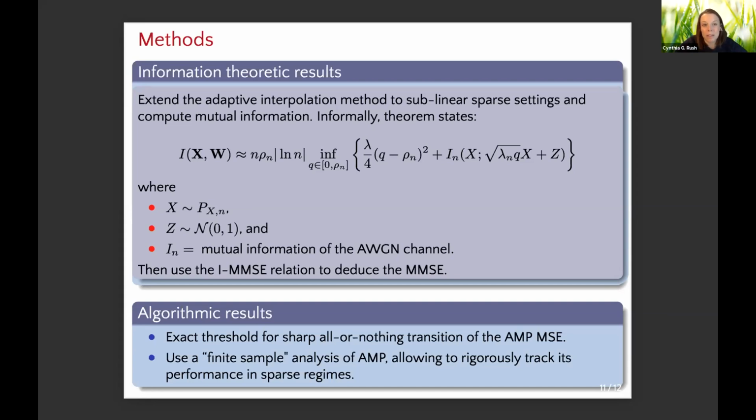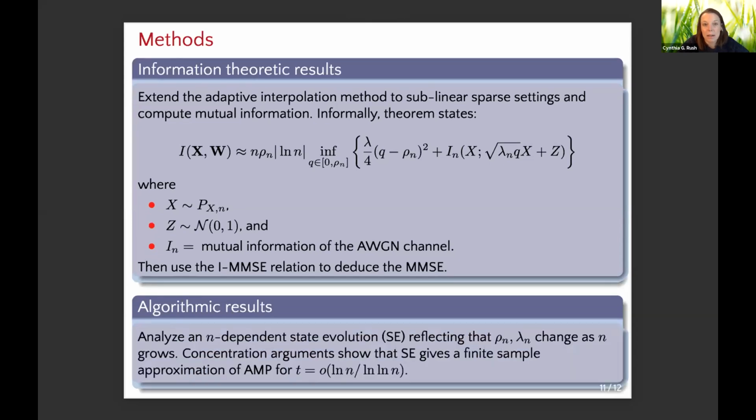So the adaptive interpolation method could even be extended into this sublinear sparsity limit, which is interesting and not obvious. And then from this, we use the I-MMSE relation, along with the solution of the variational problem, to find the MMSE of the problem. Then I'll just say quickly, to establish the computational limits, we analyze the appropriate AMP algorithm.